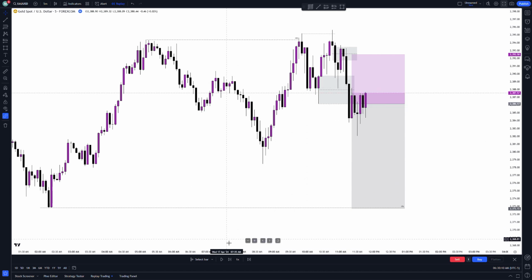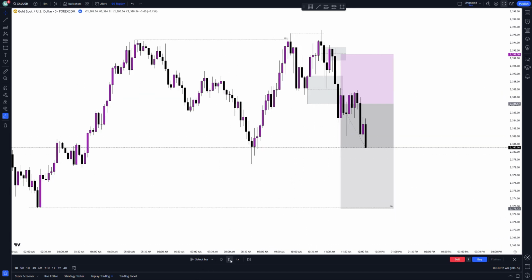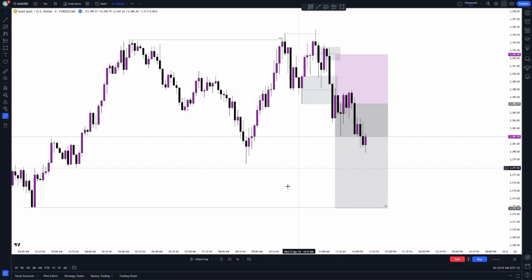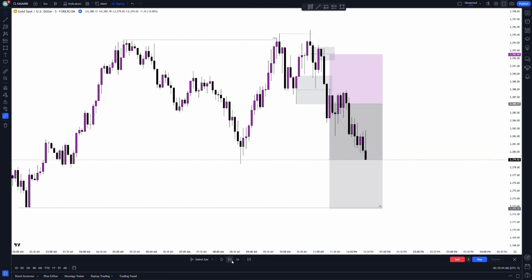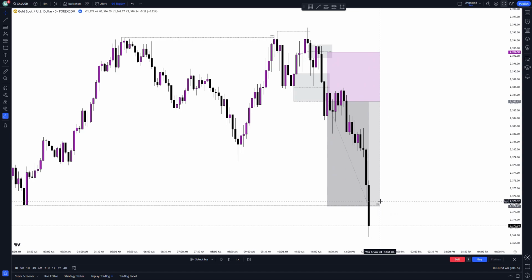We have just hit our limits right there, and then we have this fair value gap again. So let's see if it is hitting our target or not. So you can see we've hit our target CRL, right? So that's how we trade CRT.